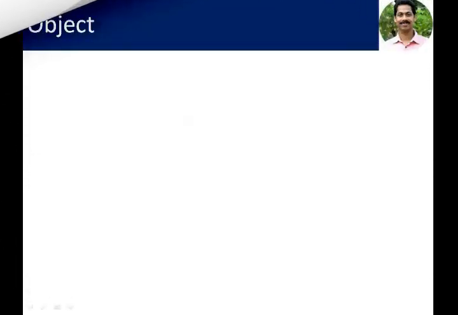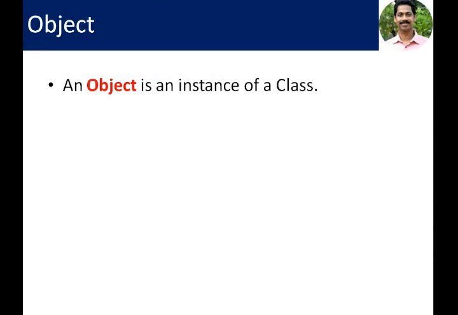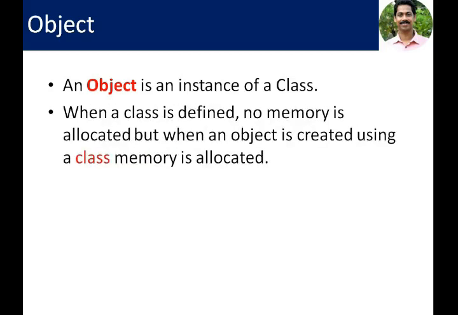So next is an object. What is an object? An object is an instance of a class. It is created by using the data type class. Before defining an object, we must define the class by mentioning the member variables and member functions. When a class is defined, no memory is allocated. But when an object is created, memory is allocated. How can you distinguish a class and an object? The class is only the structural body definition of an object, but actual memory allocation is done only when we are creating an object using that class.